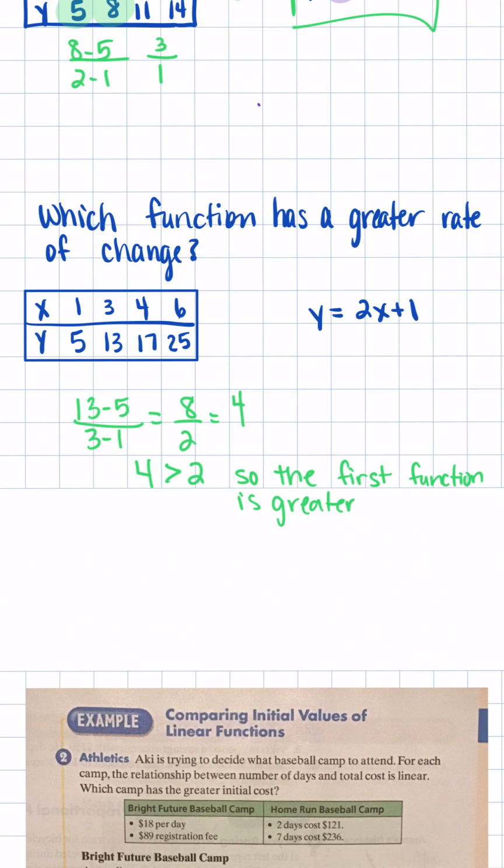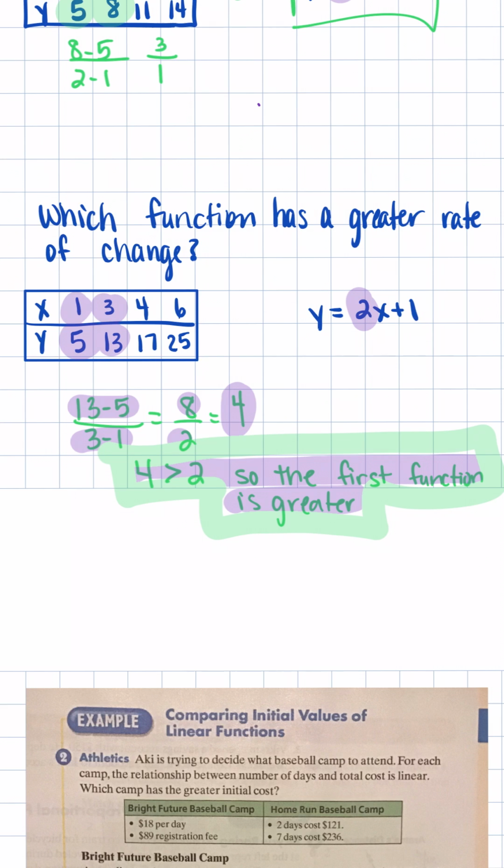Okay, so I just took these 2 points, 3 and 13, 1 and 5, 13 minus 5 over 3 minus 1, got 8 over 2, divided that to get 4, and so the slope of this one is 4. The slope of the second one is 2. 4 is greater than 2, so the first function is greater. And that is my answer.